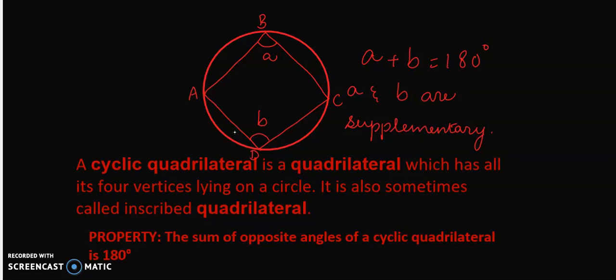So the property associated with a cyclic quadrilateral is that the sum of opposite angles of a cyclic quadrilateral is 180 degrees. So in this case we can see that the opposite angles A and B sum up to 180 degrees because they are supplementary. And in my videos you can watch where I have used this rule frequently.